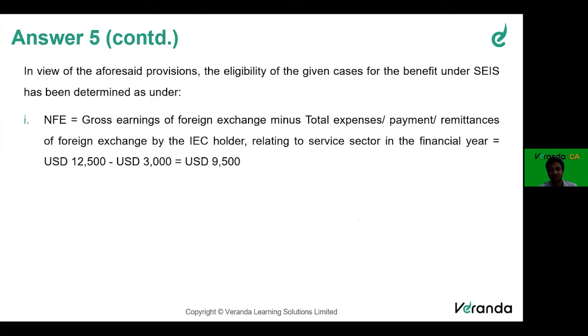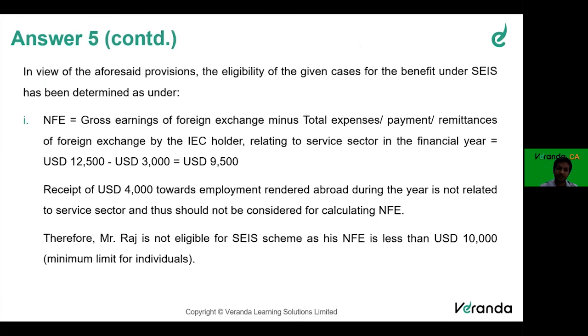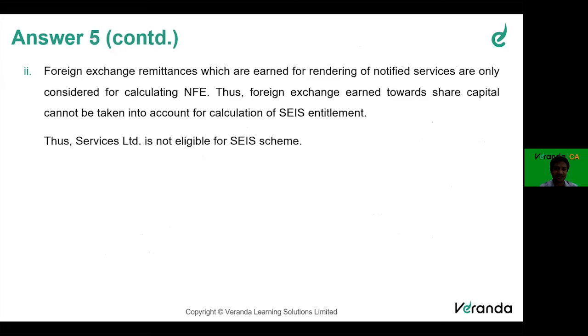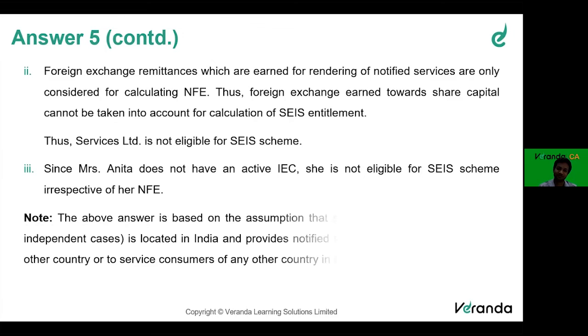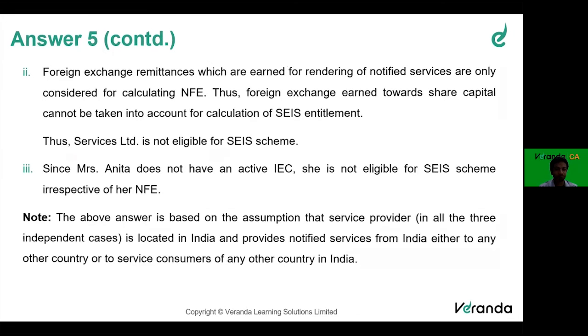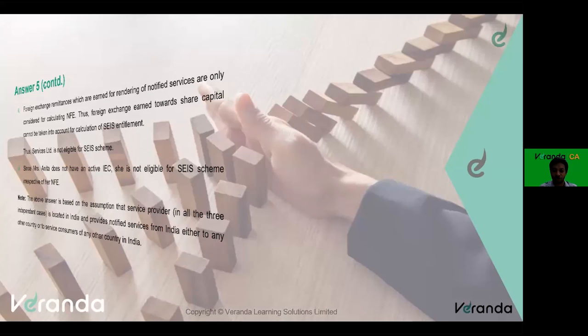In the first case, we discussed that 12,500 minus 3,500, the net foreign exchange, is below 10,000. So it's not eligible, and employment from abroad is not related to the service sector, so it's not includable. Therefore, Mr. Raj is not eligible. In the second question, since it was share capital, it's not a notified service. It's not for rendering service at all. So it is not eligible. And in the third question, since Anita does not have an active IEC, she is not eligible for SEIS scrips. So we have discussed the provisions of SEIS in detail and these were the answers. Yes, so with this, we come to the conclusion of this session. We've discussed all these questions with the provisions.